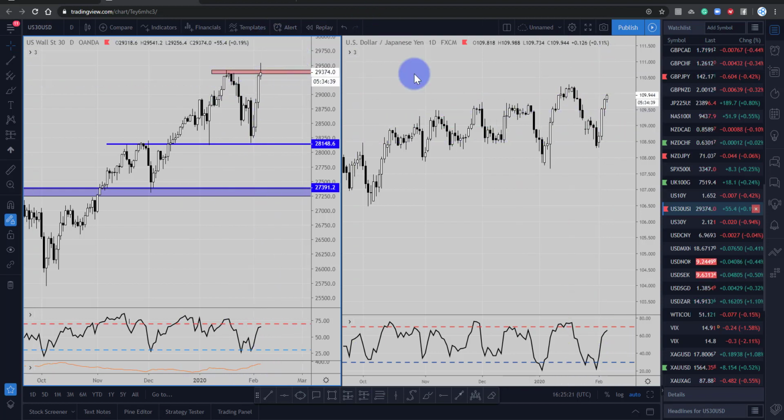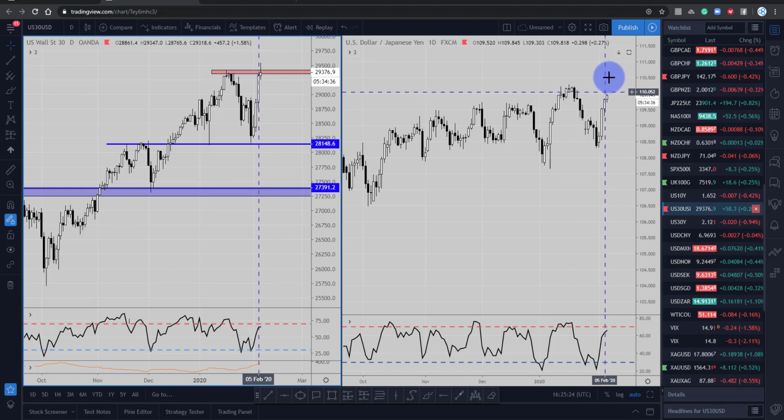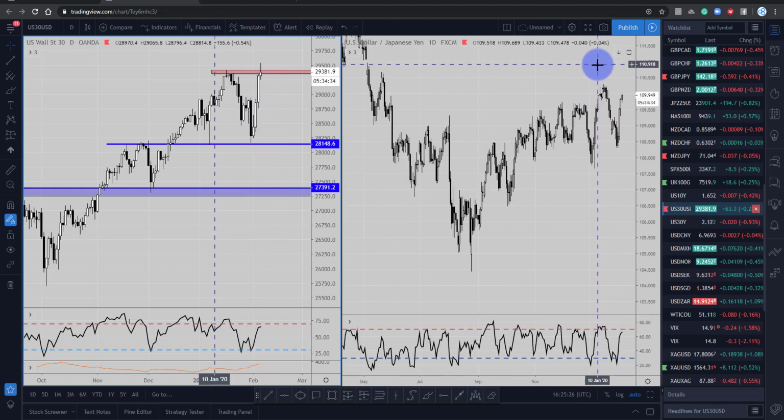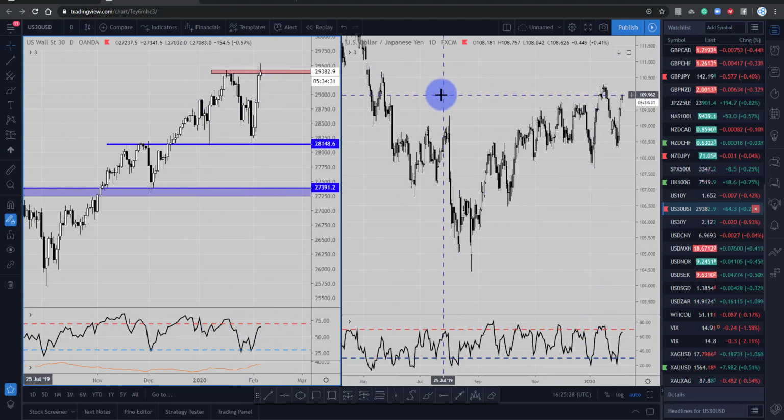If we break out to the upside, then I'd expect to see a little bit of upside out of dollar yen to continue. Okay, so please take a look at that.